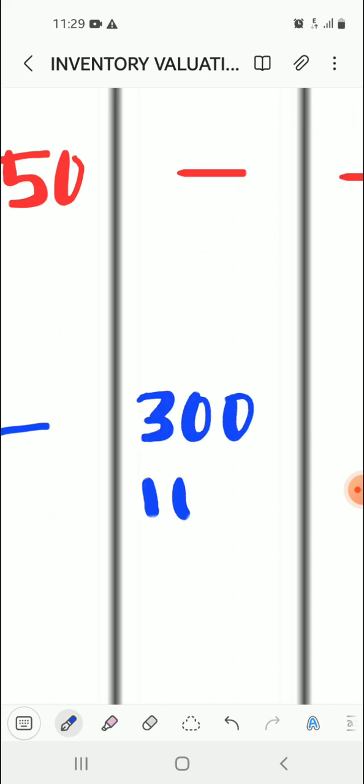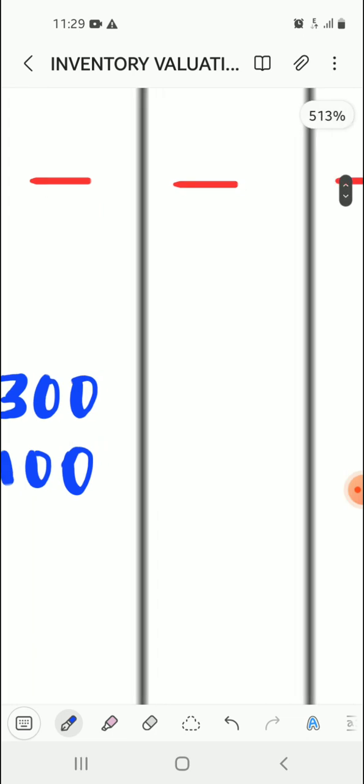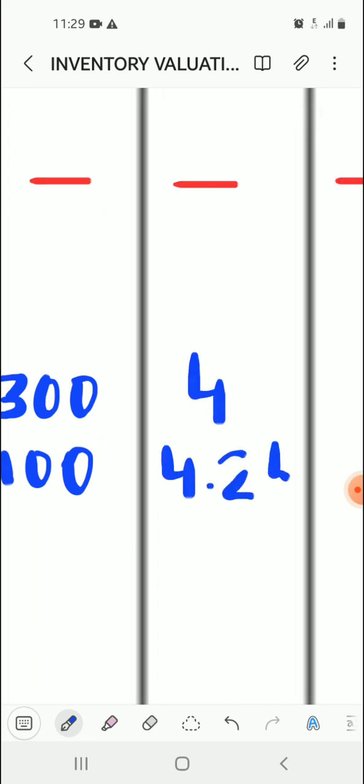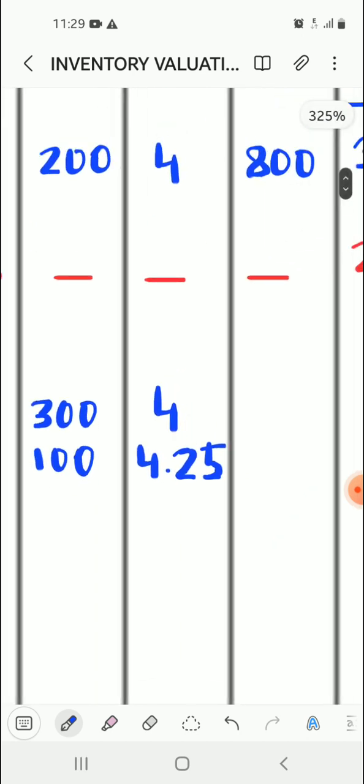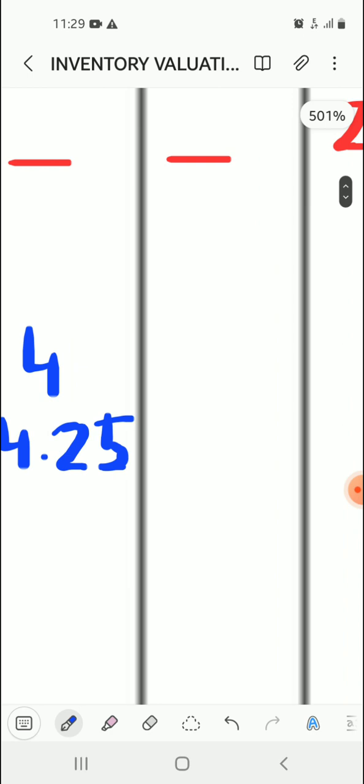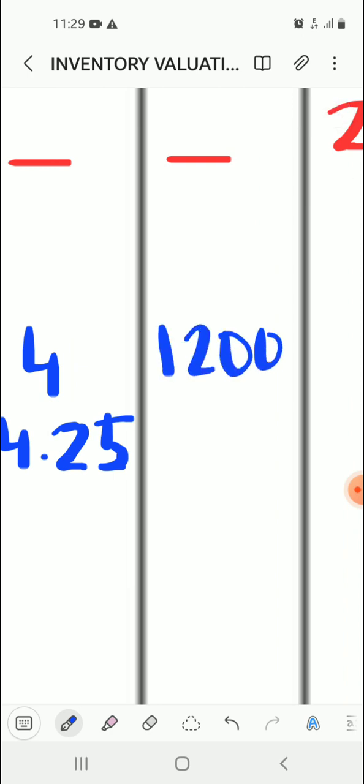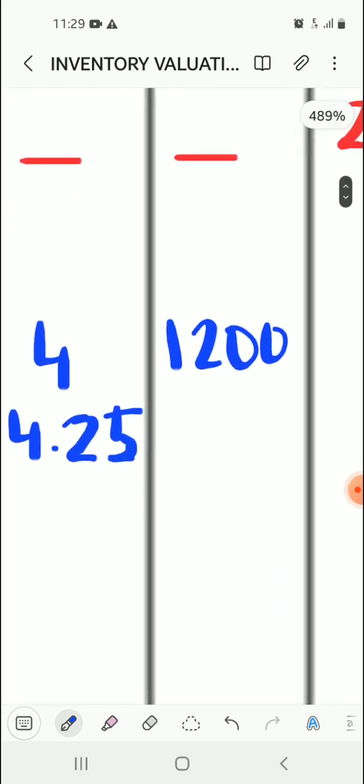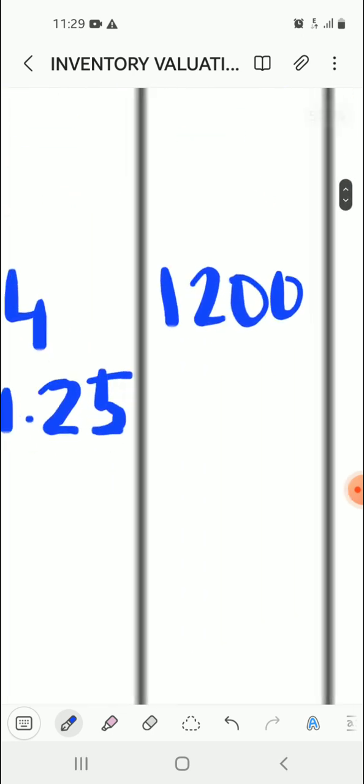The other part is 100. Both make 400. Now 300 will be the 4 rupees lot, and 100 from the next lot of 4.25. Now we are going to multiply 3 into 4. It is 1200. So we're going to write it over here. Similarly, we are going to multiply 4.25 into 100. That comes to 425.